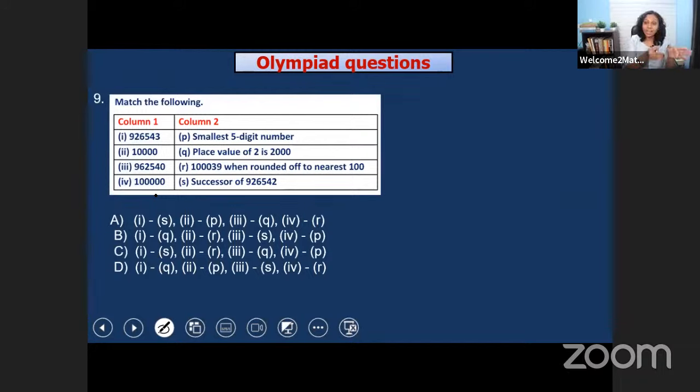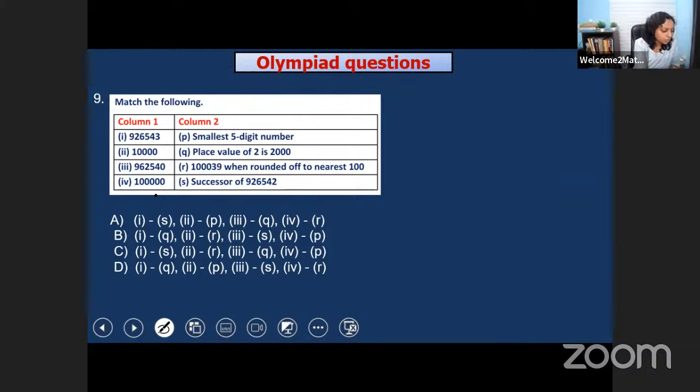The question number 9, and you have to do this, match the following. In the Olympiad exam, these types of questions often come. We have to match column 1 and column 2. So how can you solve this question? Then I will tell you one trick too, how to solve this type of question very fast. So you see, we have column 1 and column 2. So let's see how we can solve this question.